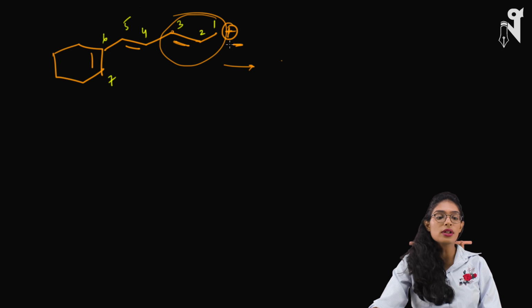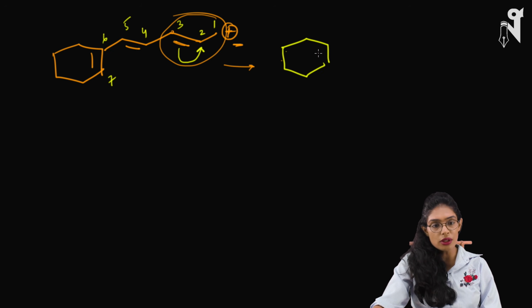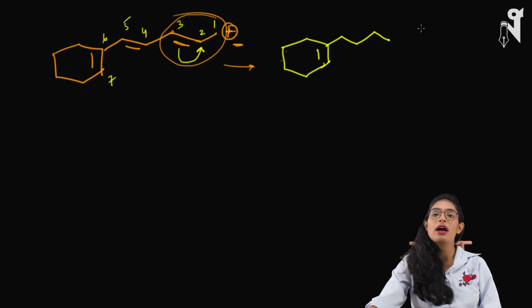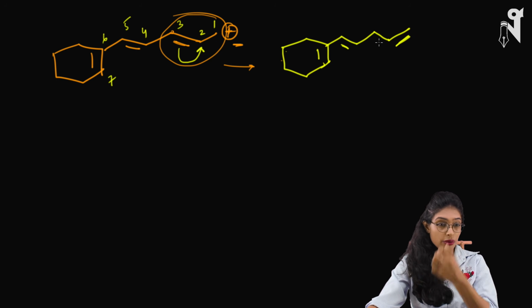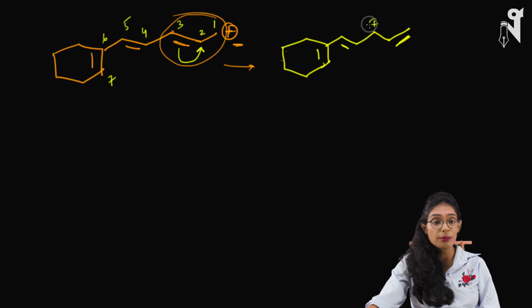Now the first carbon has a plus charge, second and third have a pi bond. So what will I do? The second carbon will take the electron density to form a new bond between first and second carbon, and the third carbon will become positive. That's how the delocalization will happen. I hope till now you have understood this part at least, how delocalization is happening when you have a plus charge and a double bond on the alternate positions. So this double bond will remain as it is. This will become a double bond. Have I drawn it right? Yeah, and this carbon 3 will get a positive charge.